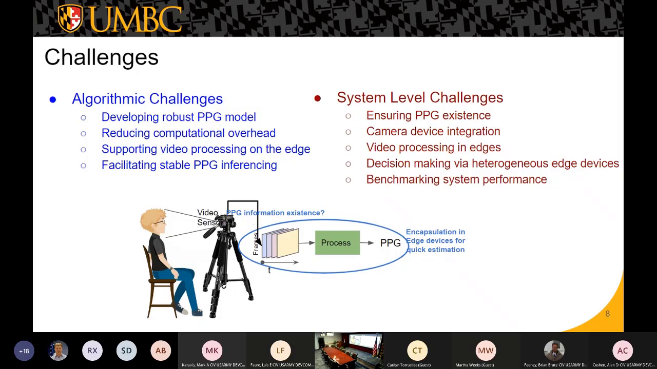Okay, so this is a typical PPG setup where we have a camera. The person will sit in front, at least 3 to 6 feet away. In our case, I'll come to this point later. It will capture the videos, do some processing, and finally give us the PPG signal. So we have to encapsulate everything, the blue section, in small devices. And there are also challenges like whether the camera is capable of capturing rPPG data in the first place.